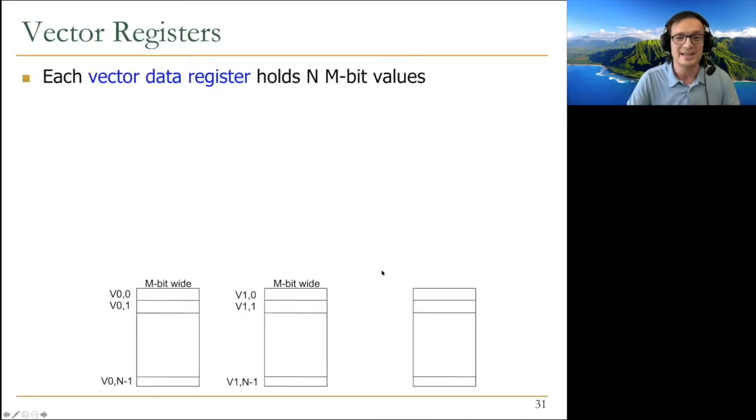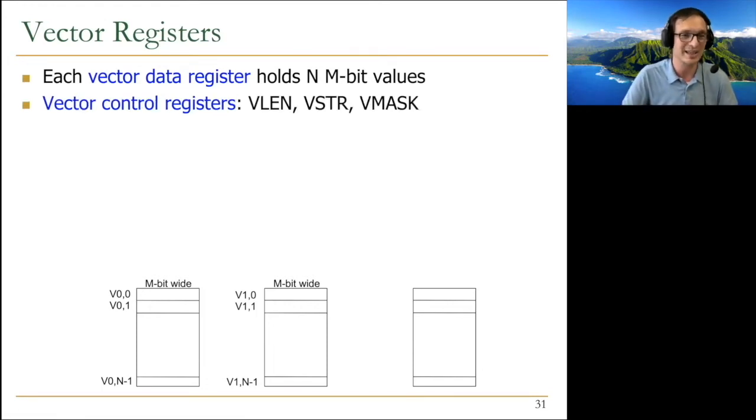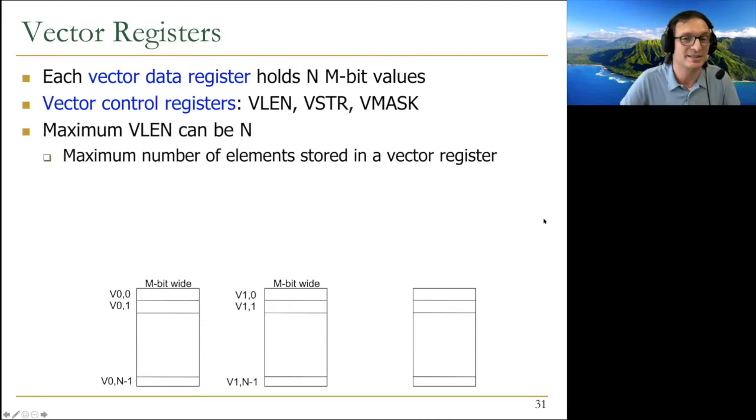So basically, we already discussed active vector registers, so I'm going to go through this relatively quickly. Vector data registers are vectors, essentially. You can have many of them. There are also vector control registers: vector length, vector stride, vector mask, and the maximum vector length can be n, as we discussed. This is the maximum number of elements stored in a vector register. That's dictated by hardware limits, as you can see, right? You cannot store more than n elements in a single vector register.